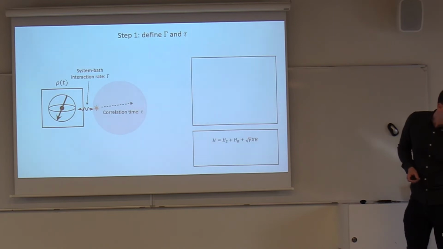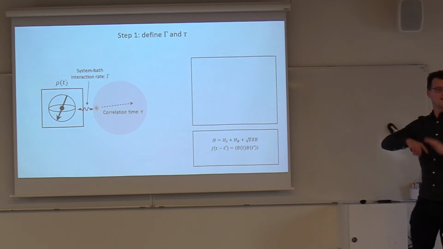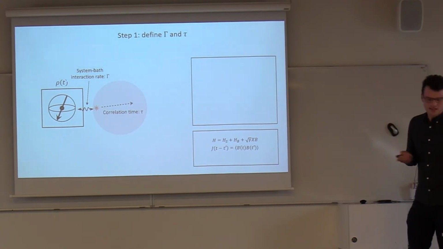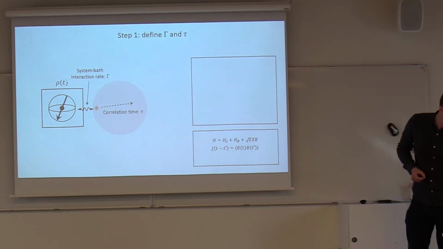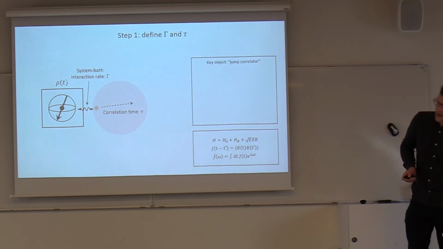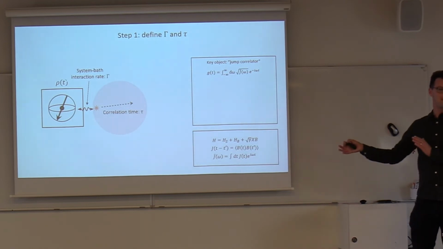The definition is we take the Hamiltonian of the universe. This bath operator, B, has a correlation function associated with it, and this correlation function decays at some characteristic rate. That's a correlation time, but we define it slightly differently. We take the Fourier transform of the correlation function, which we call the spectral function. Then we define this weird object that we call the jump correlator, which is the Fourier transform of the square root of the spectral function.